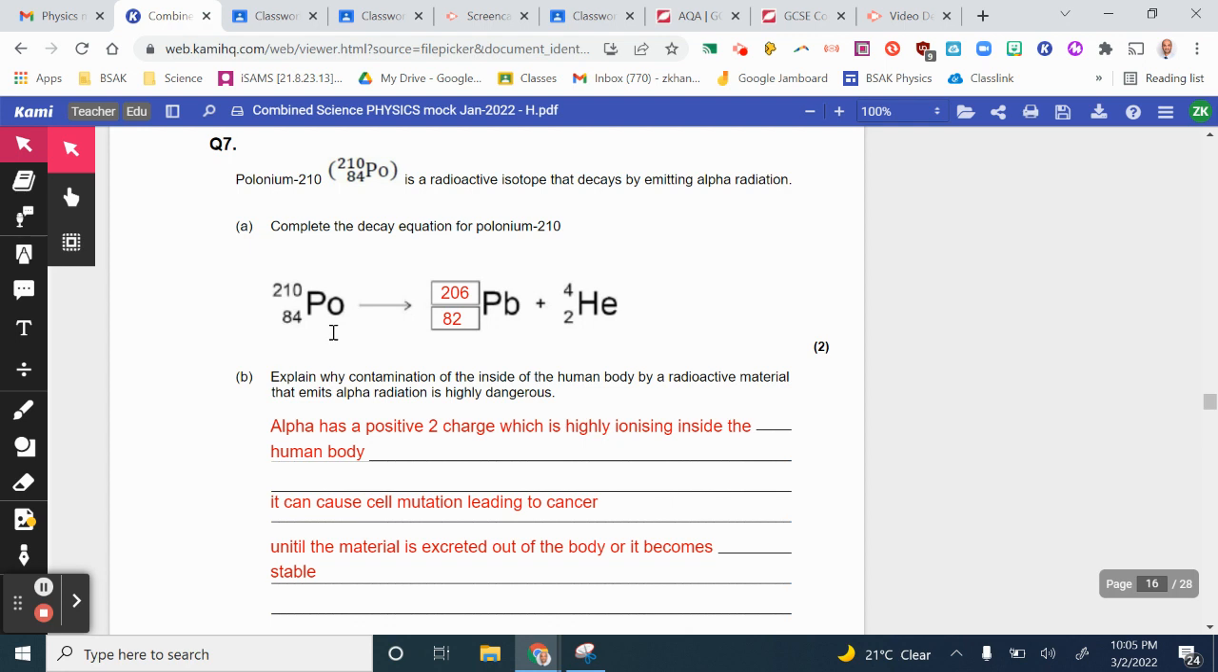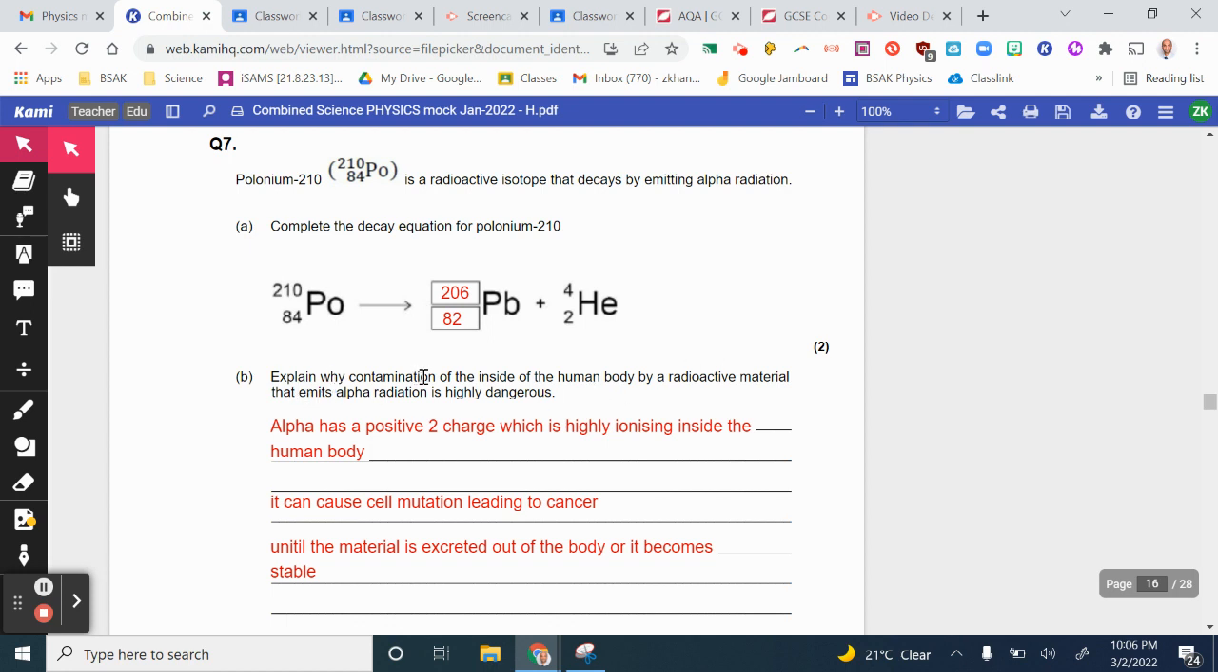So we've got 84 protons in polonium, and 2 protons are associated with the alpha particle. So 82 protons are remaining. The sum of these two values should equal 84, and the sum of the top two values should equal 210. So we got 206 protons and neutrons in lead, plus the 4 total protons and neutrons in the alpha particle, give you a total of 210. So the right hand side should equal the left hand side.